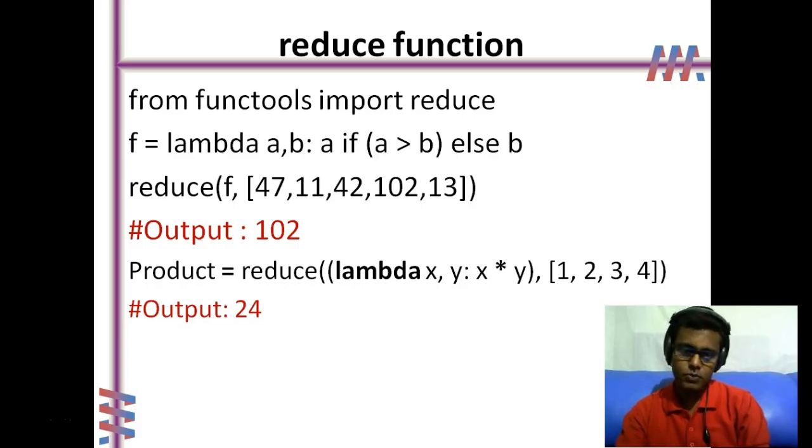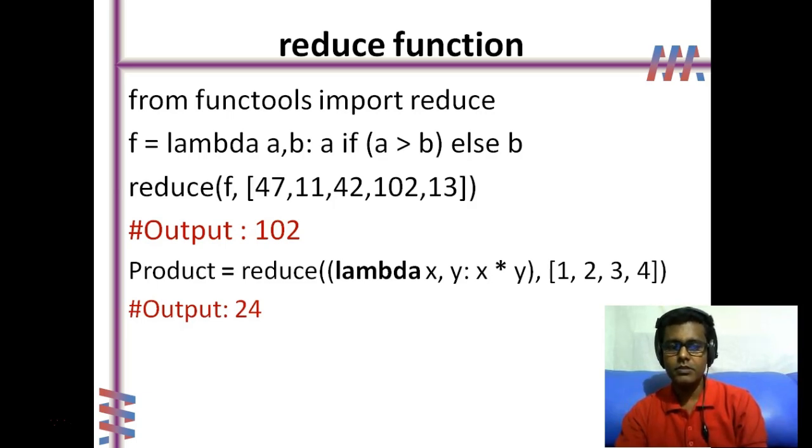So I will take the first two values, that is 47 and 11. I will perform the operation given in the lambda function, that is if a is greater than b, my result is a, else my result is b. So 47 is greater than 11, that is 47 is a and 11 is b. When 47 is greater than 11, my output is a, that is 47. Then I will take 47 and compare it with 42. Then my output is 47 again.